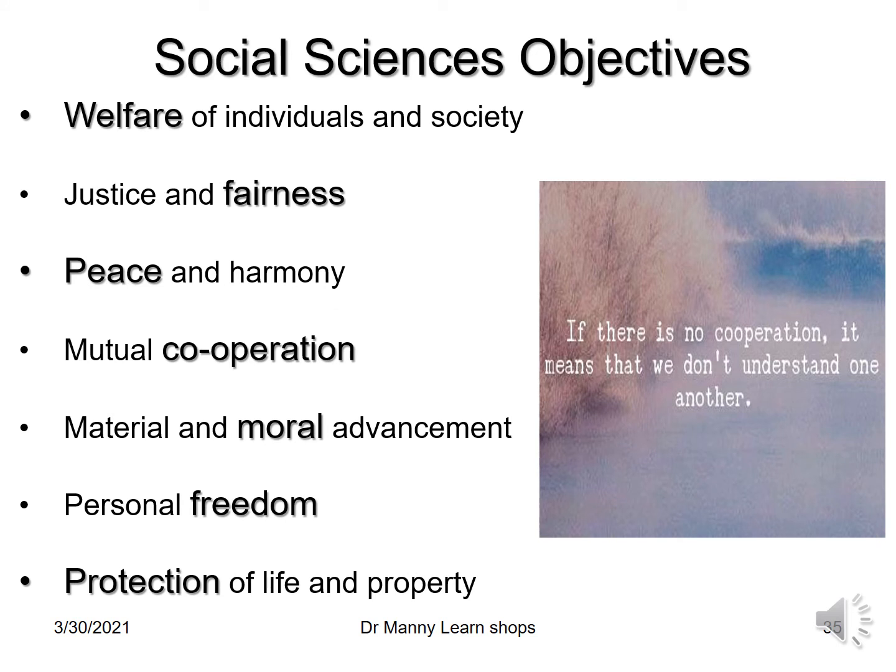Does social sciences have any specific objectives? Well, yeah, they do. Social science has the objective or the aim to look at the welfare of individuals and society, look at justice and being fair, promoting peace and harmony, promoting mutual cooperation, providing material and moral advancement, looking at personal freedom and protection of life and property.